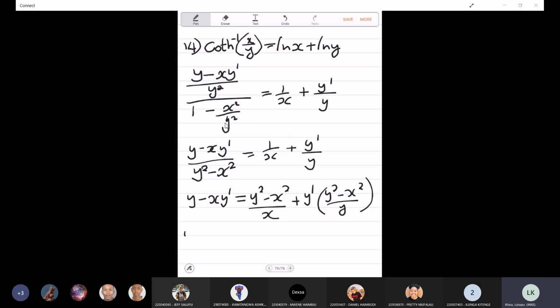And then we have y prime times y squared minus x squared over y plus x. This is y minus y squared minus x squared over x. And then you can divide by this bracket here on both sides.